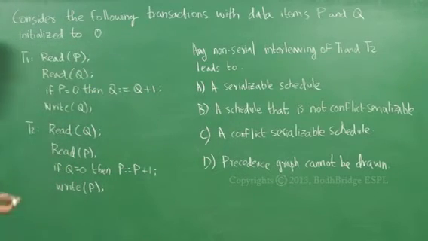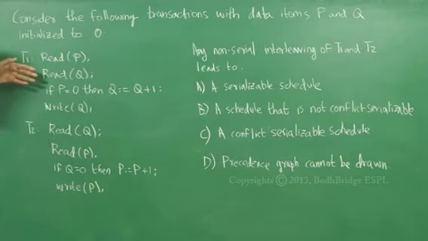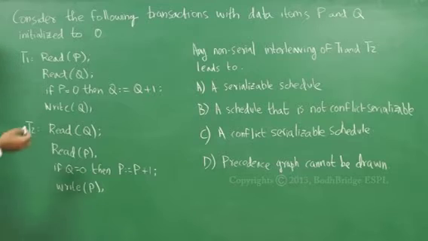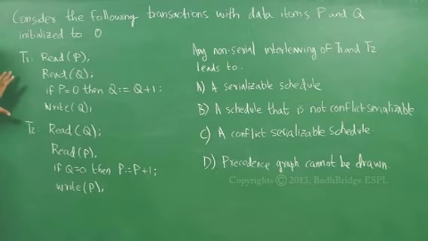Basically a serial execution means running T1 after T2 or T2 after T1. Non-serial is when some instruction of T2 happens before some instruction of T1. So that is non-serial. So without loss of generality, let's just assume that T1 starts before T2.